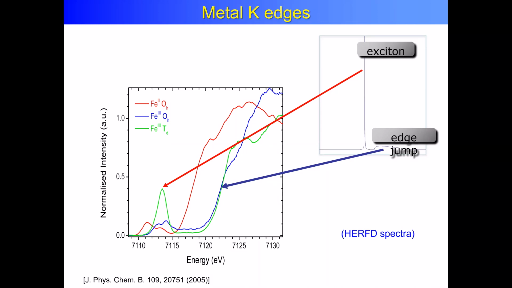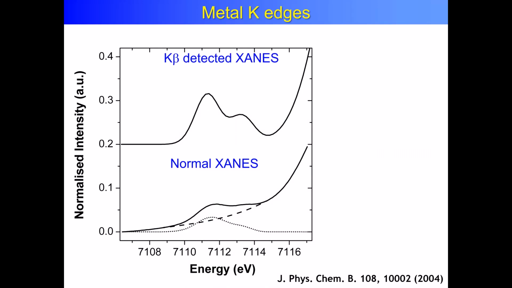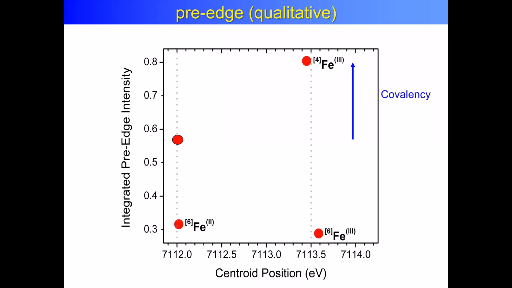If you think these spectra are rather sharp, that's because they are K-beta detected HERFD spectra at ID26 at the ESRF. I will not go into this. I assume Peter Glatzel will talk about this in much more detail. In the normal XANES, you see the pre-edge weakly, and in K-beta detected XANES, you see much more intensity and a much sharper version of almost the same spectrum. For the moment, I assume it's the same spectrum. So qualitative analysis you can do very nicely also in the lab.